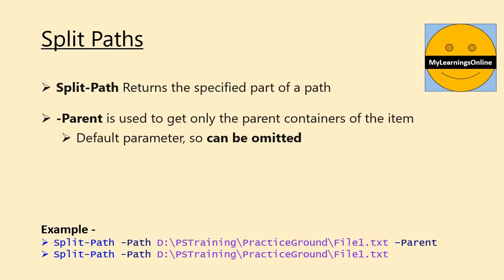The parent parameter is used to return the parent path of an item. It means the first portion of a path. This is the default parameter, so it can be omitted. It means if we are not using the leaf parameter specifically, we will get the parent portion of the path by default. In this example, both commands return the same output. Though in the first command we are using the parent parameter specifically and in the second command we are not using any parameter, the default parameter will be used.